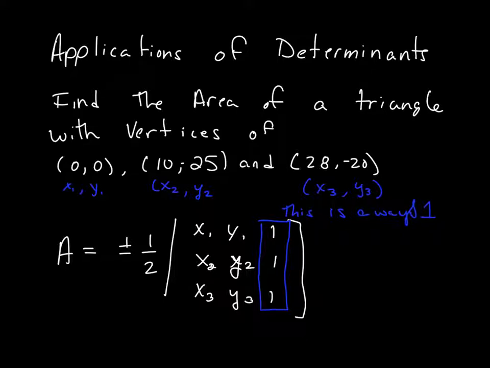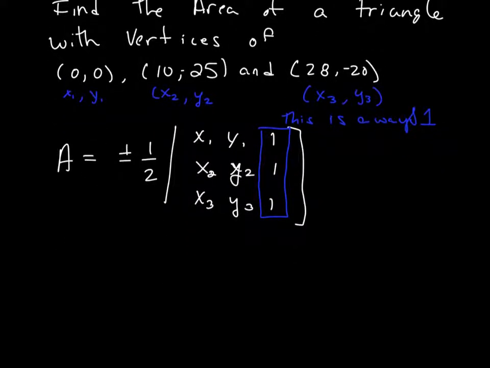So to solve this, all I'm going to do is take the points that were given and find the area of this triangle. Now this plus or minus is only determined at the end, based upon the sign of the determinant. You always want the area to be positive. So we go ahead and put the values in for all of our points.